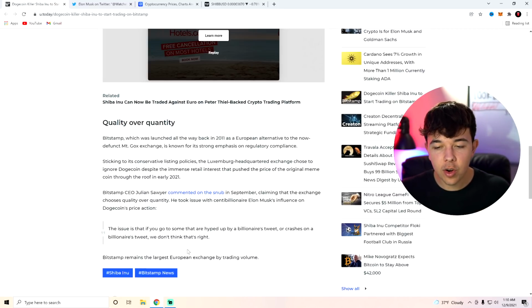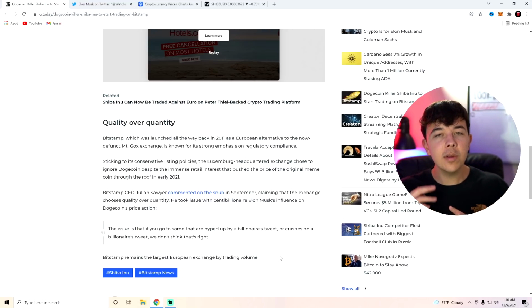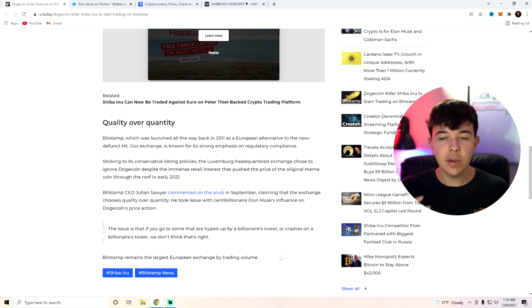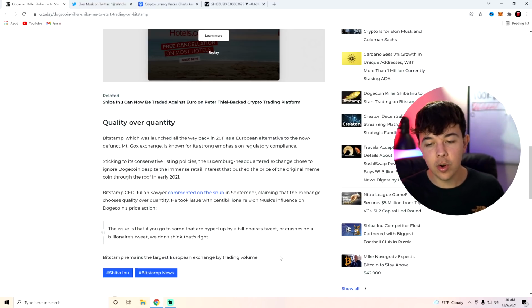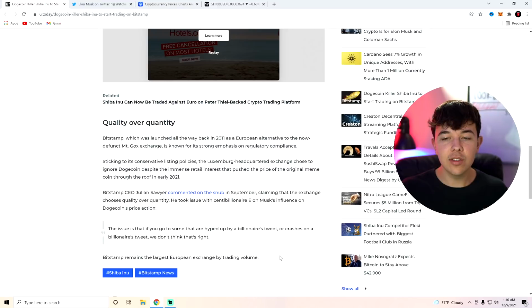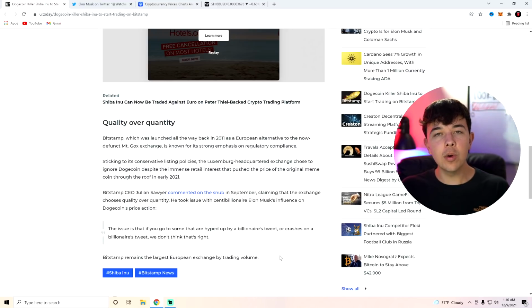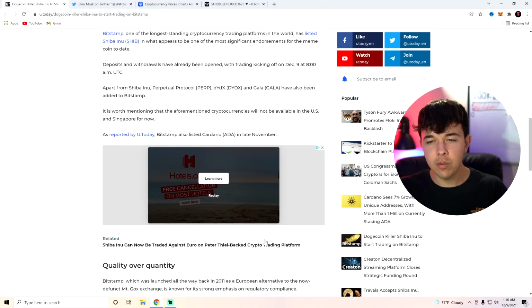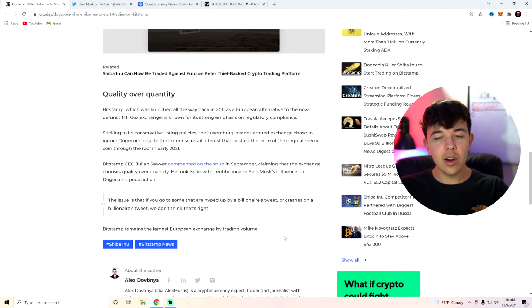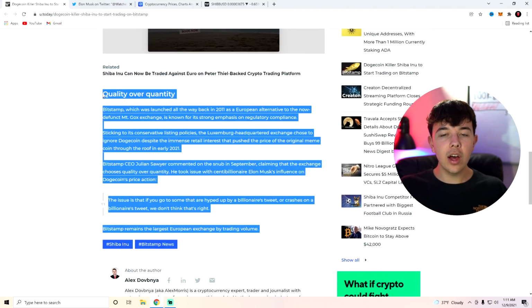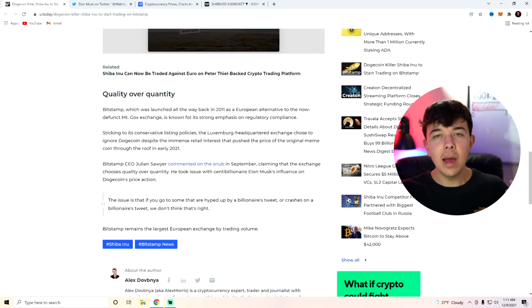Bitstamp remains the largest European exchange by trading volume. That's a massive thing here. We're opening up to a massive market, though Europe is very, very against crypto for the most part. However, Bitstamp here is the largest European exchange by trading volume. So the fact that we aren't even available to trade in the United States and I believe one other place as well, or Singapore, the fact that we're able to trade in Europe will open us up to another massive market here in Europe, so that is really good to see.